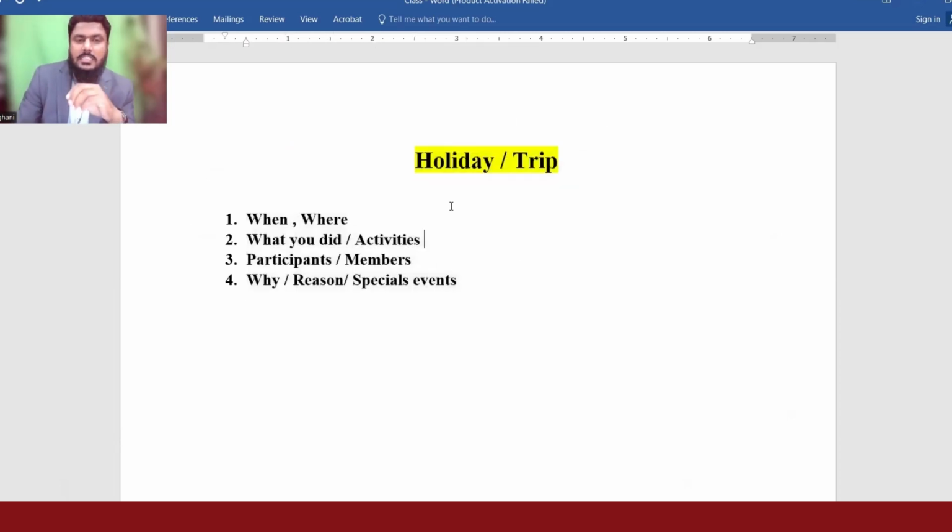This is the part 2 question that would be presented by the examiner in a cue card. The question is on a holiday or trip we have to talk about, and the points are when, where, what you did, who was with you, and why you liked it so much and remember it so well. Is it clear till now?